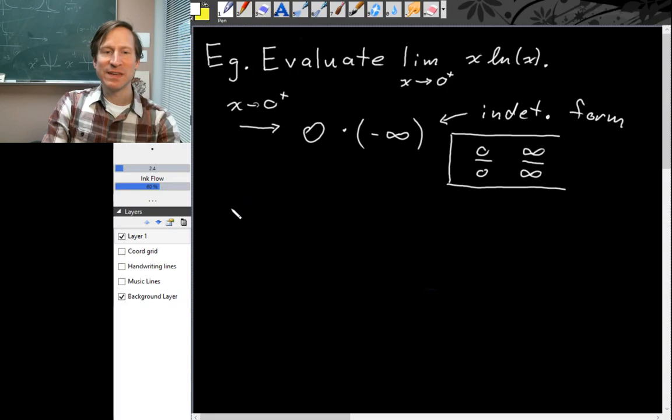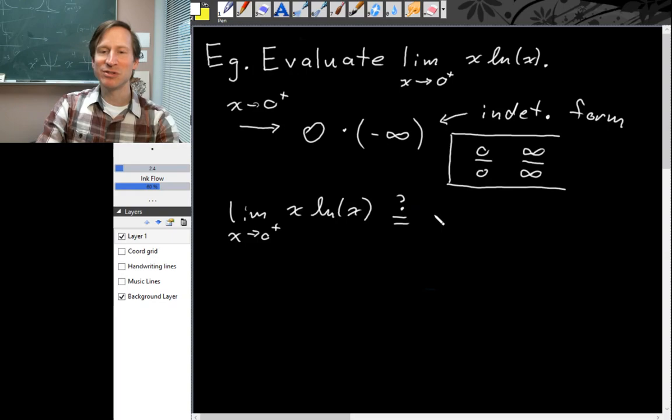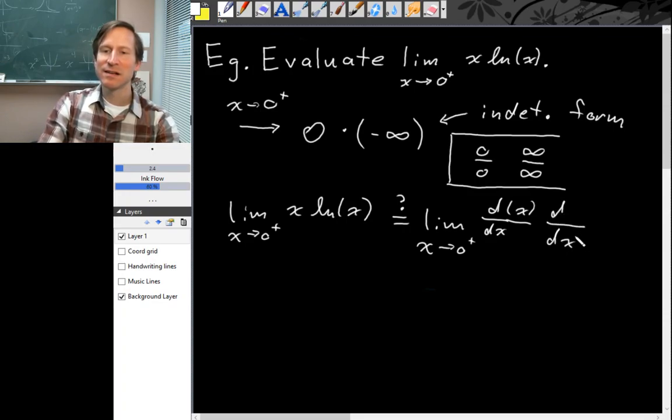So it's tempting to think that the limit as x goes to 0 from the right of x times natural log of x, shouldn't that be equal to the limit as x goes to 0 from the right of the derivative of x times the derivative of natural log? This is sort of a L'Hopital's rule type thing, but for a product instead of for a quotient. Let's see what this would give us.